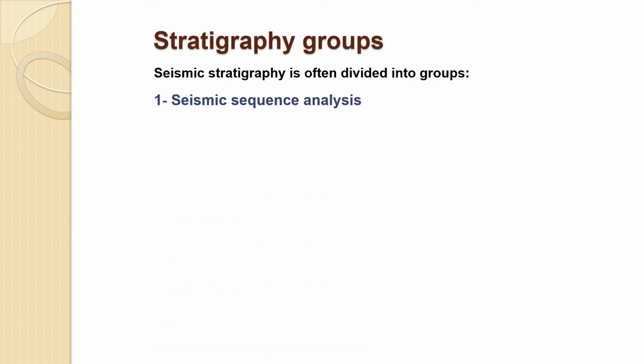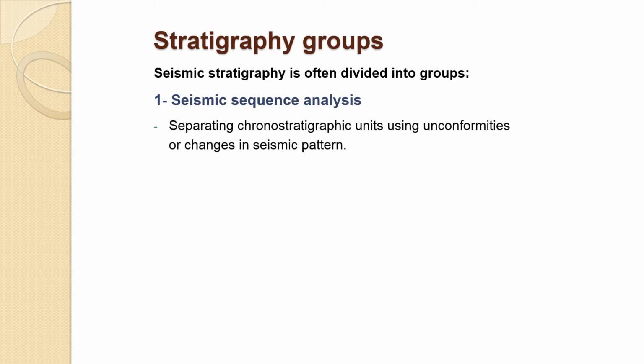So this is a simple definition of seismic stratigraphy. Let's go in depth and see how many groups we have in stratigraphy. Seismic stratigraphy is often divided into groups. Number one, seismic sequence analysis. In this part, there is a separation of chronostratigraphic units using unconformities. So the unconformities here are the key.